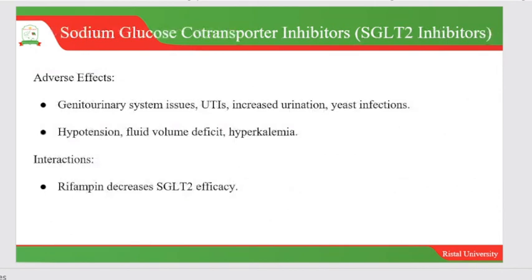They have effects on the genitourinary system: UTIs, increased urination, and yeast infections. These are the major side effects or adverse effects of this medication, and this is because of the presence of glucose in the urine, which leads to many microorganisms multiplying in the urine and in the bladder, due to the fact that there are a lot of nutrients for them to feed on, hence leading to these conditions. Another adverse effect is hypotension, fluid volume deficit, and hyperkalemia. As for interactions, this drug interacts with rifampin. When administered together, rifampin can decrease the efficacy of this drug and it ends up not working well in the body.